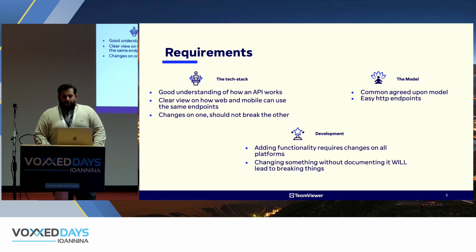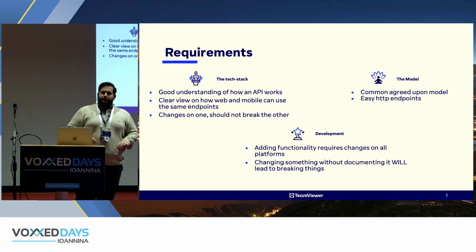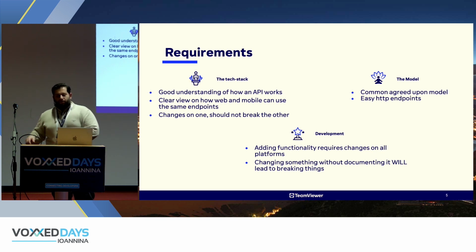You also need to have a common agreed-upon model. So you will name this function this, you will name this variable this, and I will follow as a mobile developer or as a web developer. And of course, the same should happen on the backend side. So adding functionality requires a lot of changes on many platforms. And if you don't document it, then things WILL break. See what I did there? WILL is all capital, because if you don't document it, things will break eventually, if you're not careful.